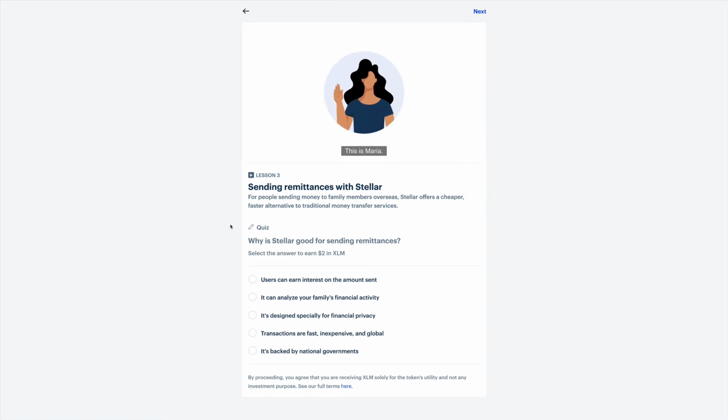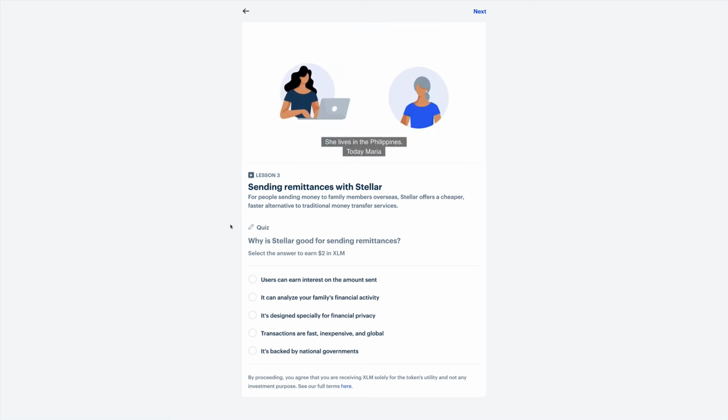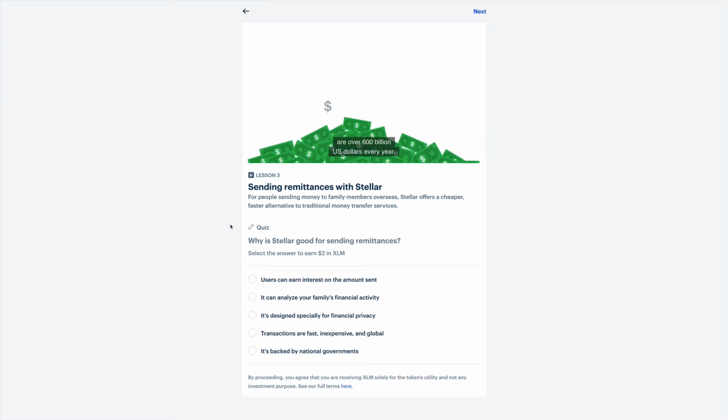This is Maria. She lives in the United States. And this is Maria's mom, Paulina. She lives in the Philippines. Today, Maria wants to send her mom $20. This is called a remittance. Remittances are money sent to support a family member in another country, and they're a very big deal. The World Bank estimates that global remittances are over 600 billion US dollars every year.